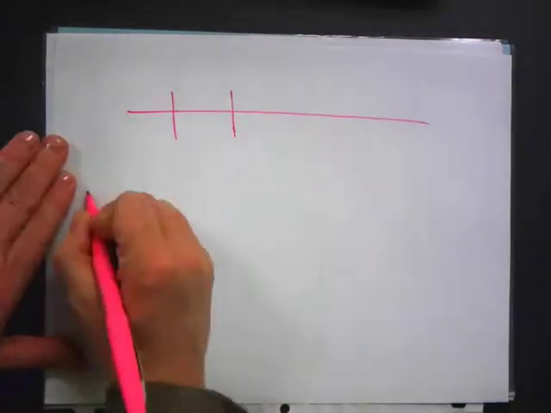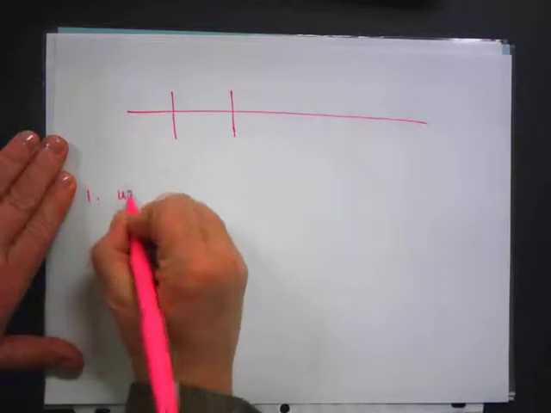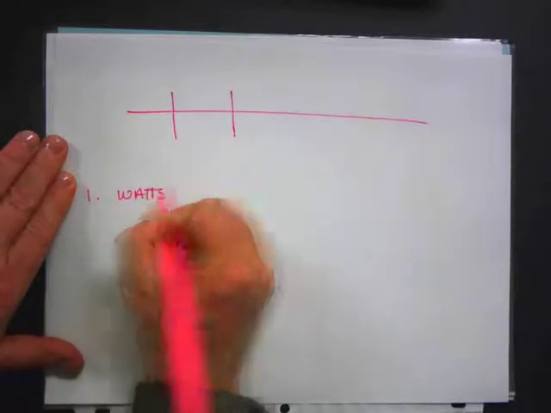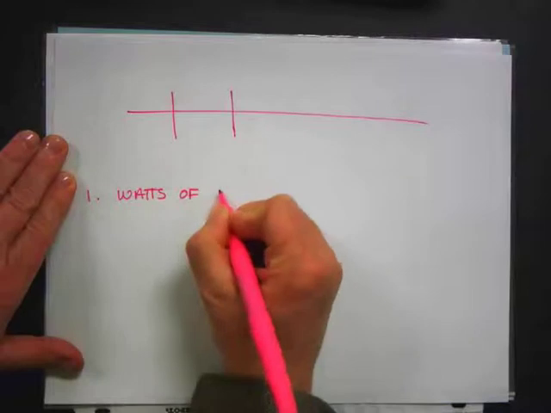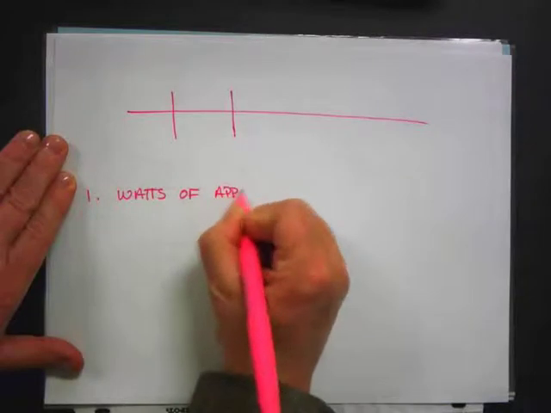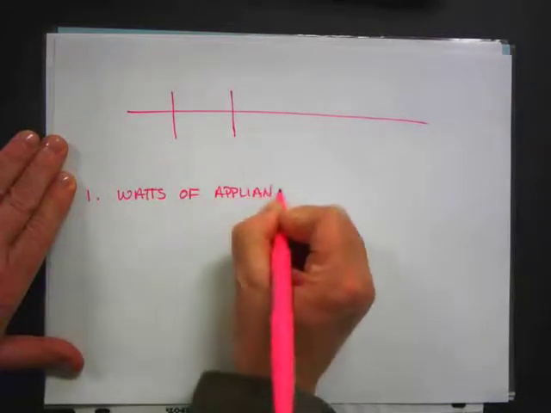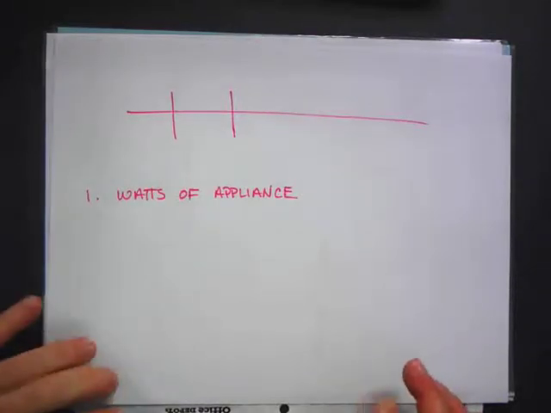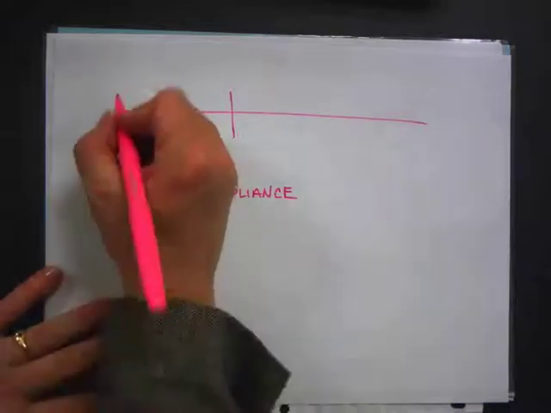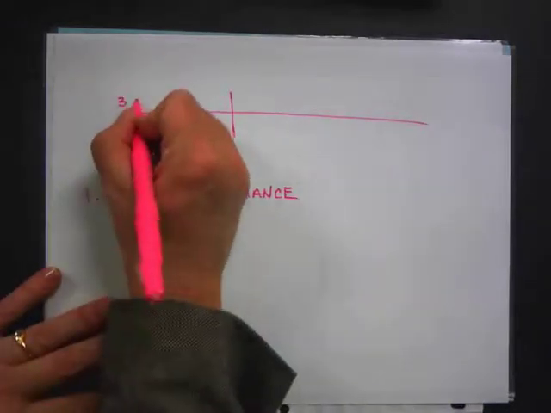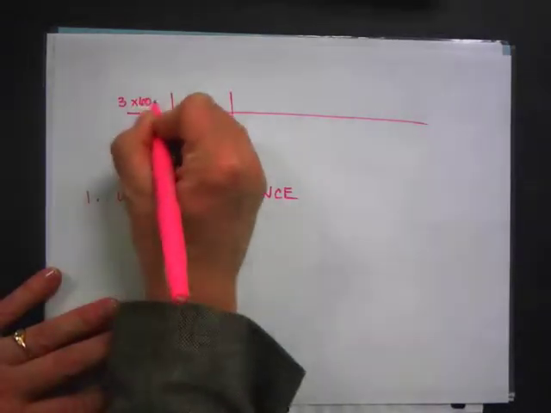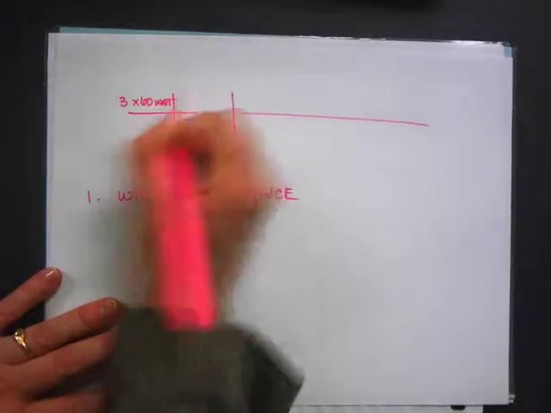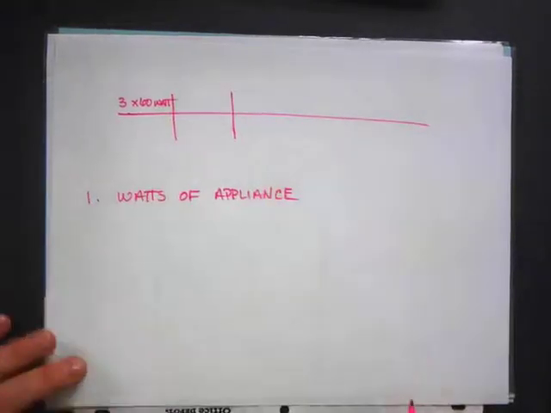You need to know the watts of the appliance. So what's the wattage rating? You can get this off of, there's usually a sticker, a UL sticker on the back of most appliances, but light bulbs, it's pretty easy. So she had 3 60-watt bulbs. Okay? So 3 times 60.